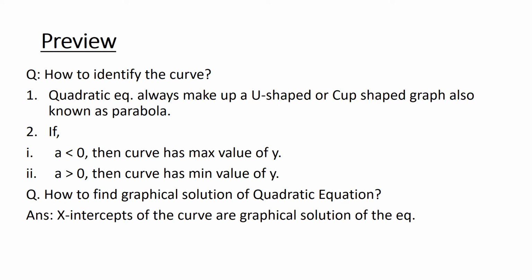Preview. How to identify the curve. Quadratic equation always makes up a U-shaped or cup-shaped graph, also known as parabola. If a is less than 0, then the curve has maximum value of y. If a is greater than 0, then the curve has minimum value of y. And also the x-intercepts of the curve are the graphical solution of the equation.